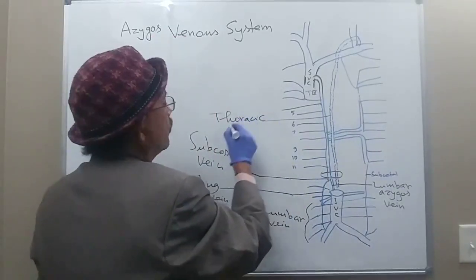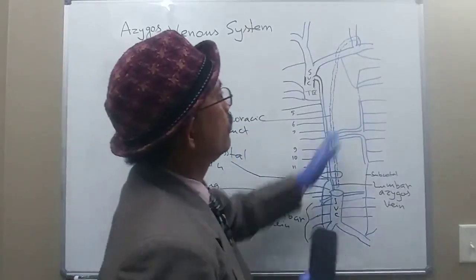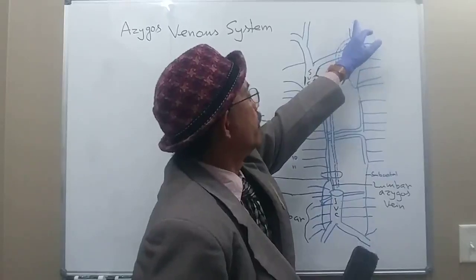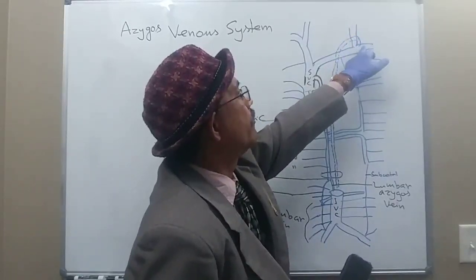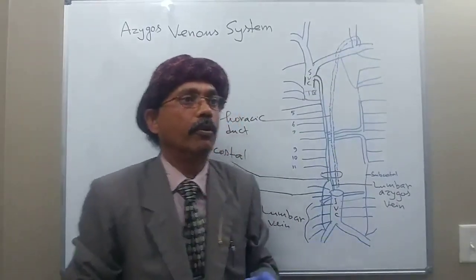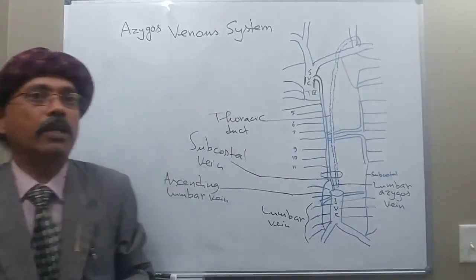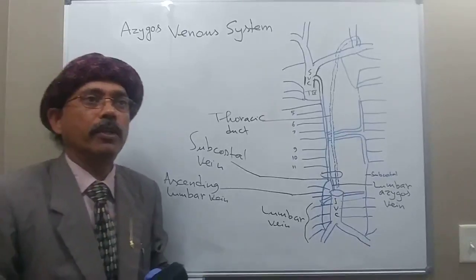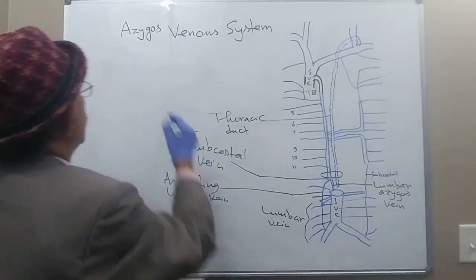The thoracic duct is a lymphatic channel, and that opens into the junction between the left internal jugular vein and left subclavian vein, which is the left venous angle. Okay, we got the relationship of the azygos vein. Once we got the relationship, then we'll go to the tributaries of the azygos vein.